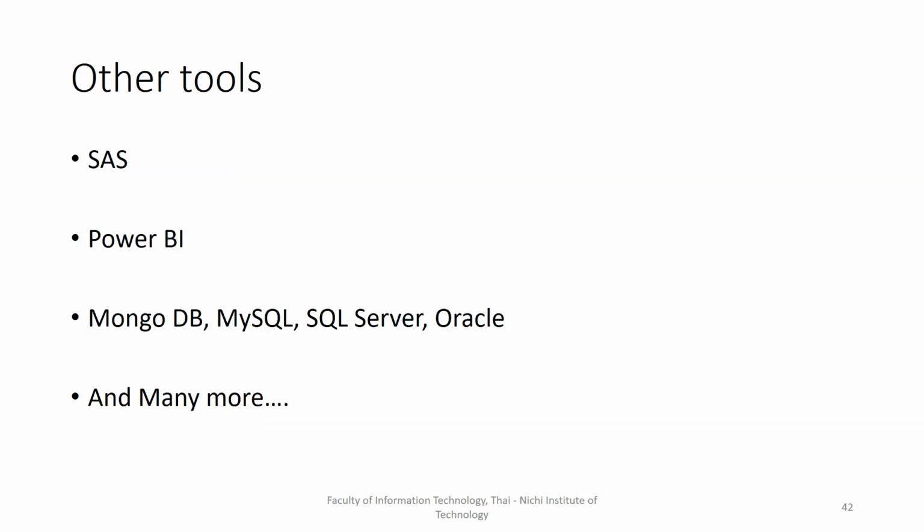Apart from all these tools, we have many other tools like SAS, Power BI, MongoDB, MySQL, SQL Server and Oracle. These are databases, while SAS and Power BI are tools for data management and data processing. So these are other tools which are available. In this lesson, we are also going to see the working of MongoDB. MongoDB is a database which is used even for unstructured data. It is quite cool, and a very efficient database normally used by data scientists.